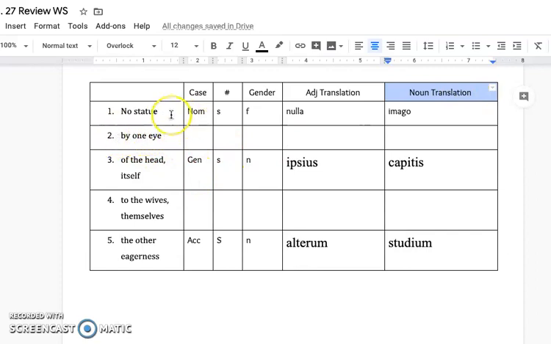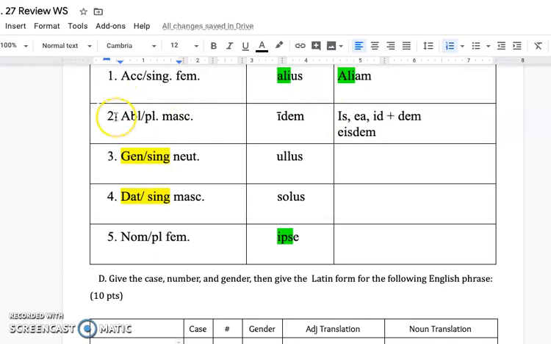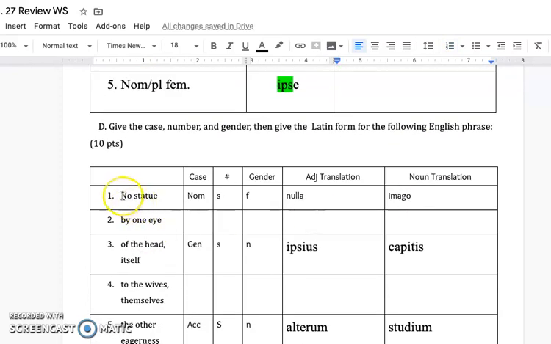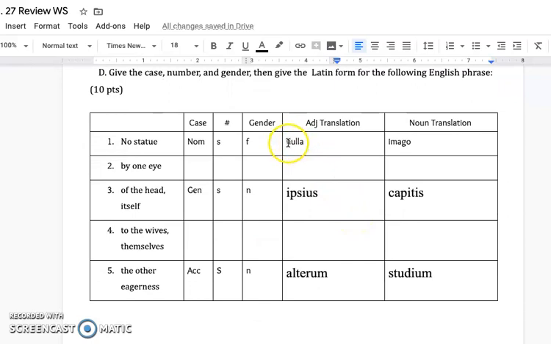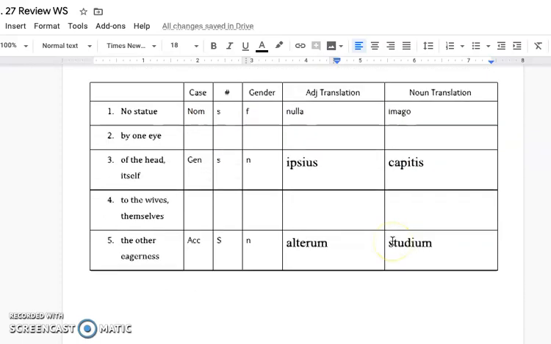And then let's talk about how you would do that. Finding the case number gender is pretty straightforward. No statue, nominative, singular, feminine. The trickier part is the translation, but we're going to basically be following the same pattern that we did for this previous section, okay? So once you figure out that no statue is nominative, singular, feminine, and then you take a look and you see the word for nolus, then you just take the word nolus and make it nominative, singular, feminine. You take the word imago and make it nominative, singular, feminine.